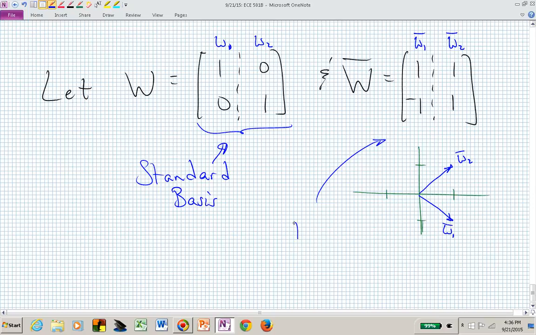Again, this is rotated from our standard basis, but now it's rotated clockwise instead of counterclockwise. But again, it's also been stretched.